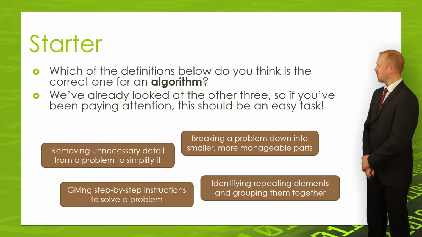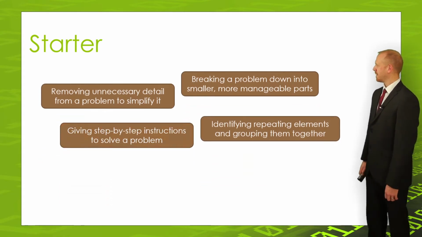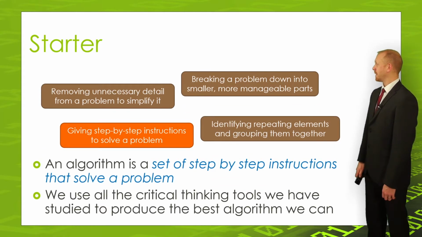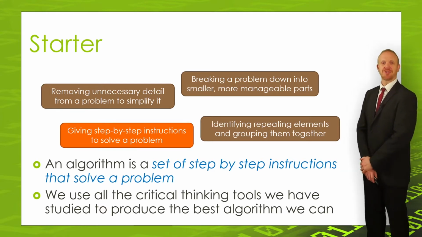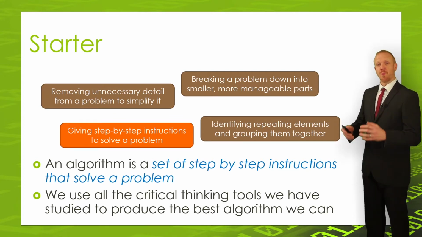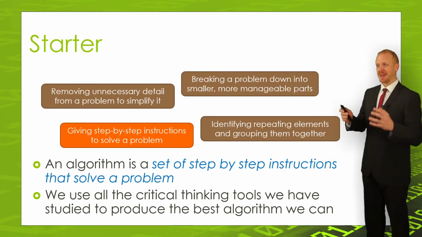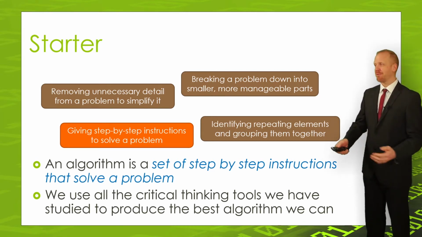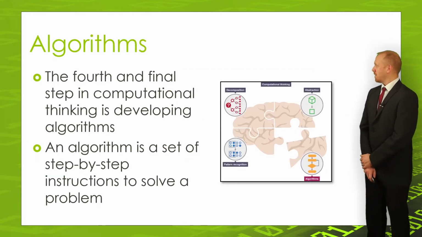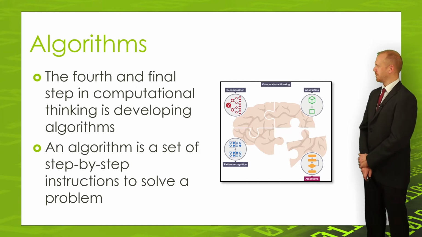Well, the only one of these left was this one, giving step-by-step instructions to solve a problem. That's what an algorithm is. It's a step-by-step set of instructions. We use critical thinking tools all the time, and what we aim for in computer science is to wind up with an algorithm which provides a solution to the problem. It's a culmination of everything else we've done.